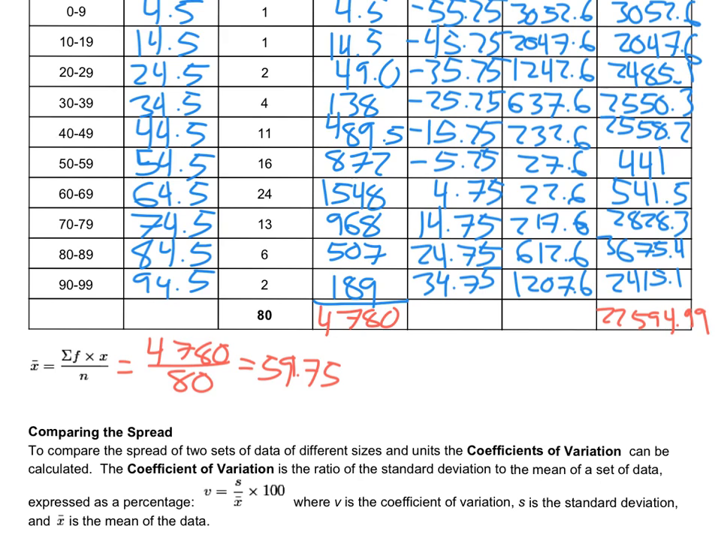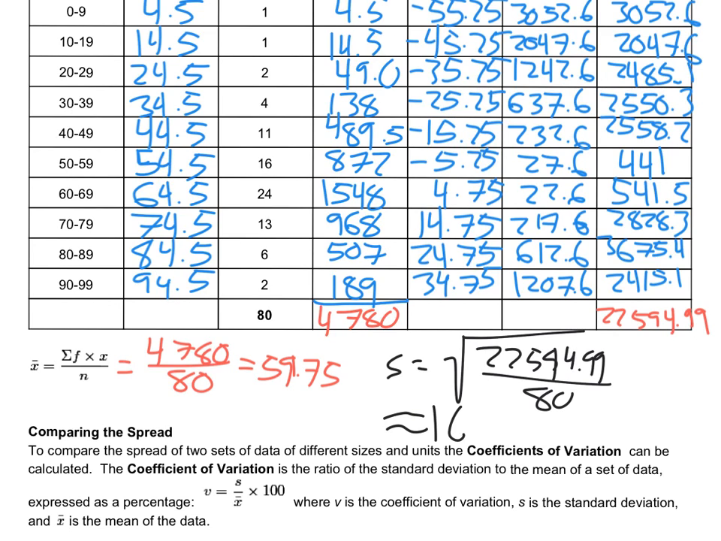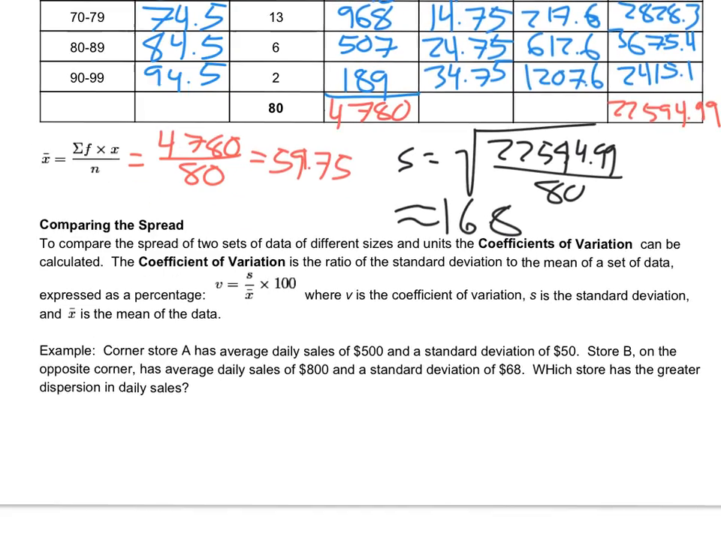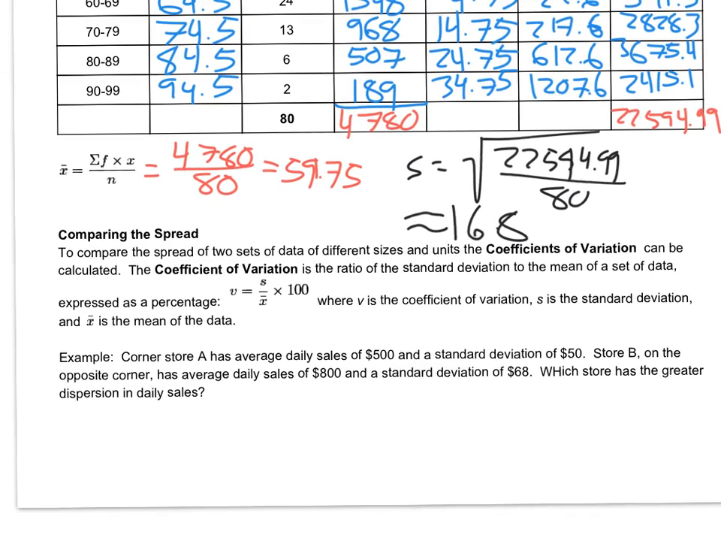Okay, and same formula here. So to find the standard deviation, we set it equal to that last column, 22,594.99 divided by 80, so it's roughly 16.8 for that standard deviation. Okay, so now you've seen an example of ungrouped data, grouped data, and then this continuous with intervals grouped data. So you've seen kind of three main examples here, standard deviation.